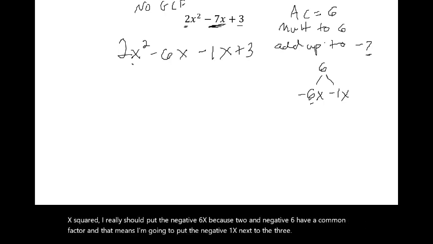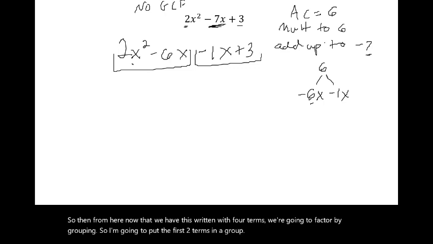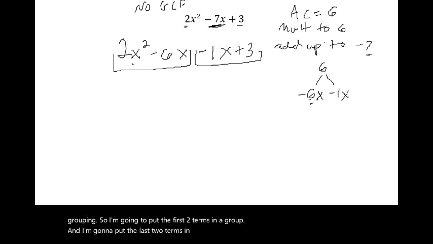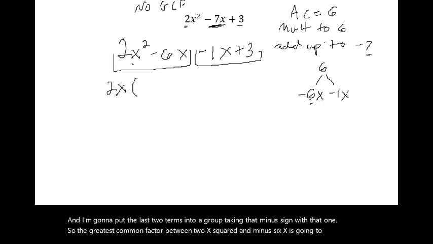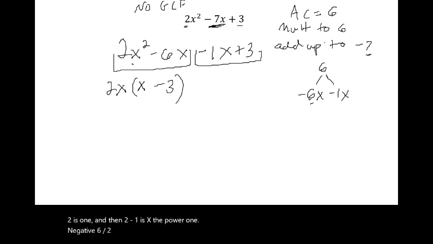So then from here, now that we have this written with 4 terms, we're going to factor by grouping. So I'm going to put the first two terms in a group, and I'm going to put the last two terms into a group, taking that minus sign with that 1. So the greatest common factor between 2x squared and -6x is going to be 2x. So 2 divided by 2 is 1, and then 2 minus 1 is x to the power 1. -6 divided by 2 is -3, and then x to the power 0 cancels out.